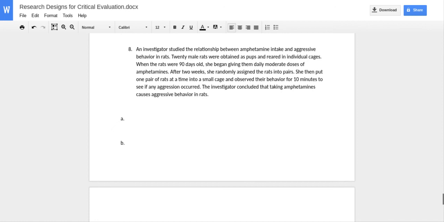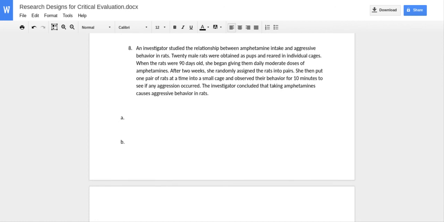And finally, if you so wish, number 8 says an investigator studied the relationship between amphetamine intake and aggressive behavior in rats. 20 male rats were obtained as pups and reared in individual cages. When the rats were 90 days old, she began giving them daily moderate doses of amphetamines. After 2 weeks, she randomly assigned the rats into pairs. Then she put one pair of rats at a time into a small cage and observed their behavior for 10 minutes to see if any aggression occurred. The investigator concluded that taking amphetamines causes aggressive behavior in rats.